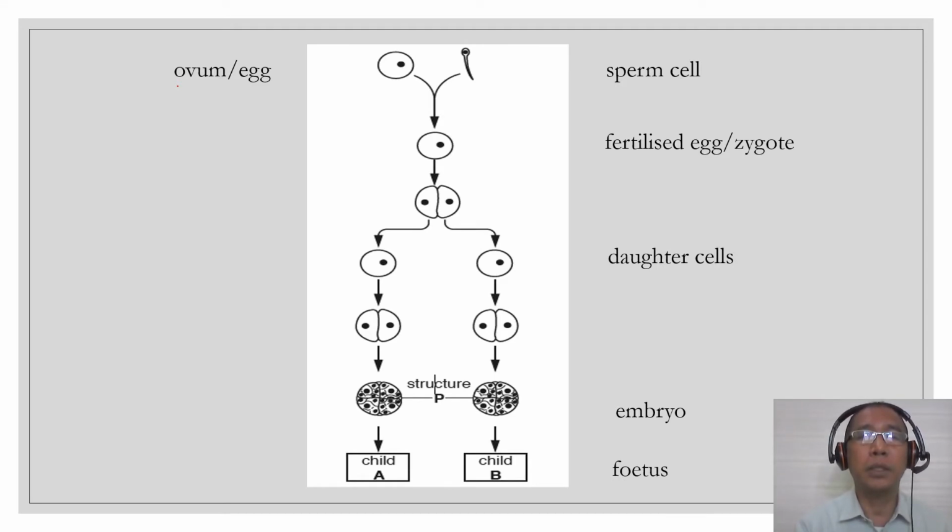And then once this is there, it will continue the process of cell division as mitosis to become structure P. Structure P is called the embryo, and this embryo will become a child or a fetus inside the uterus, child A and child B.